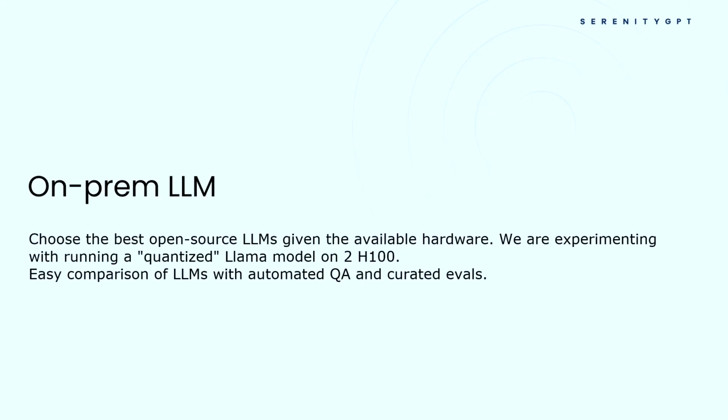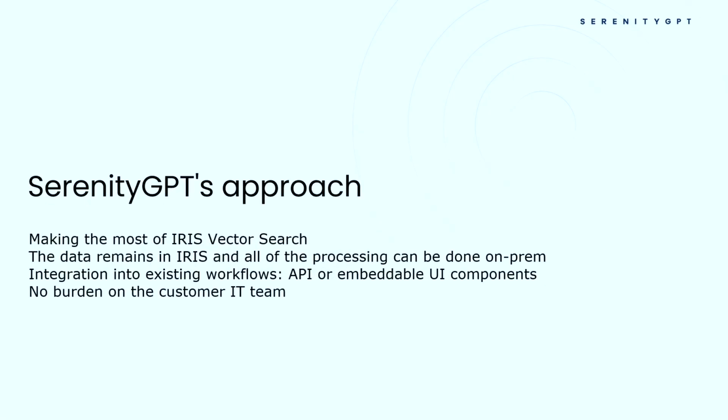Similarly, for on-prem large language models, we can do the same exercises, but in the context of the quality of answers to the questions by running our evals, and in the context of the hardware limitations. So as we look at smaller models, we can see how much worse they perform given our evals. And our approach is to make the most of IRIS Vector Search. Crucially, the data remains in IRIS, and we can do all of the processing on-prem.